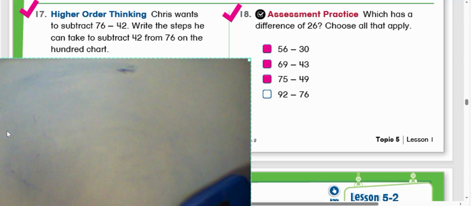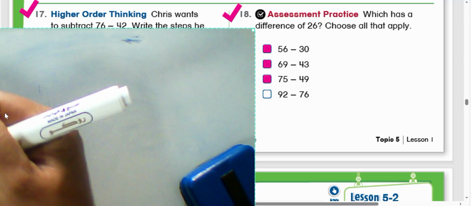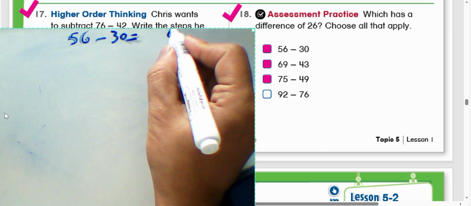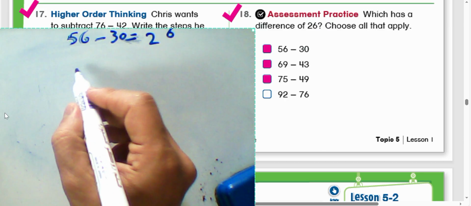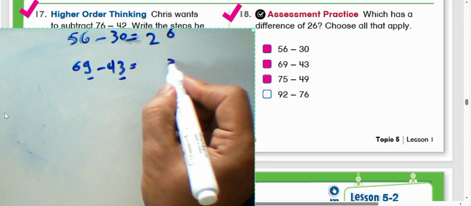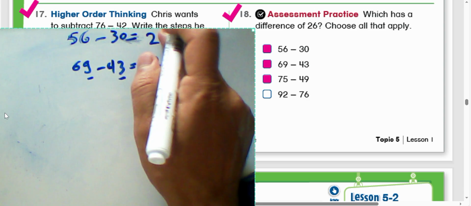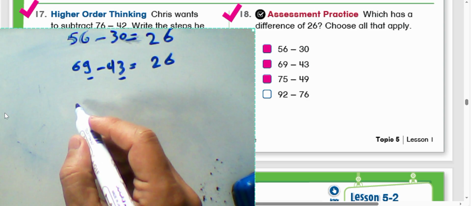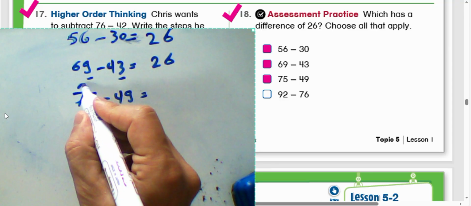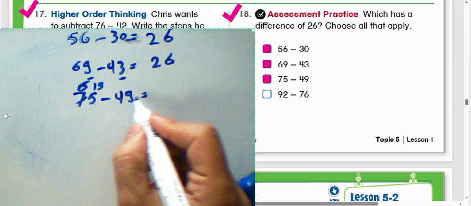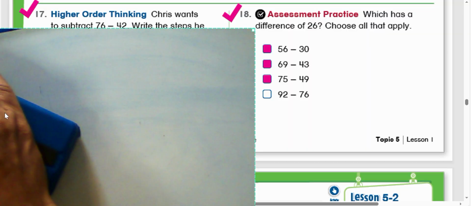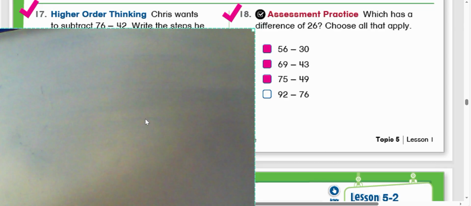Look at here. 56 minus 30. 6 minus 0 is 6, and 5 minus 3 equals 2, so 26. 96 subtract by 43. 9 minus 3 equals 6. 6 minus 4 is 2. That's 49. It will be 6, and here 15. 15 minus 9 is 6, and 6 minus 4 is 2, 26. They are correct, okay?